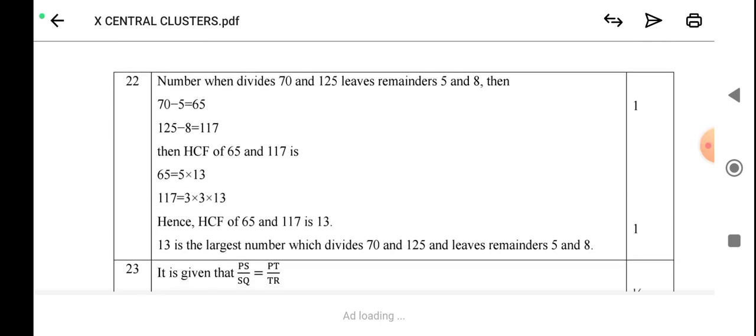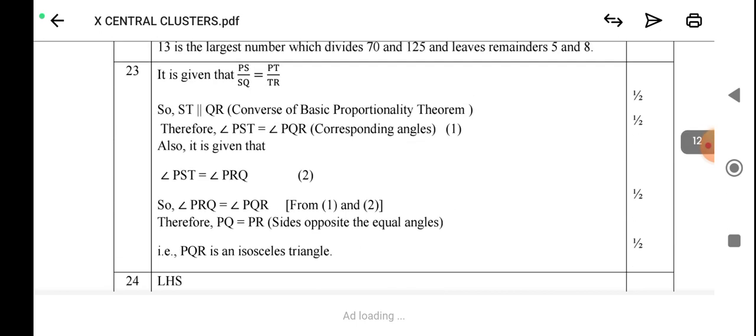Then question number 22, you have to subtract, since they said it leaves a remainder: 70 minus 5 and 125 minus 8. You have to take the HCF, because the largest number divides with that remainder. Some people are not doing this, they are just doing the LCM for 70 and 125. That is not correct. We should subtract 70 minus 5 and 125 minus 8, then you have to do it.